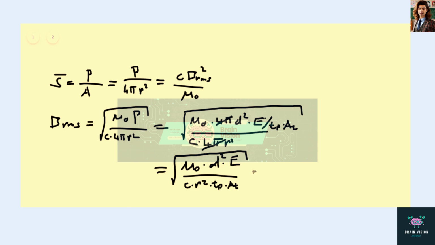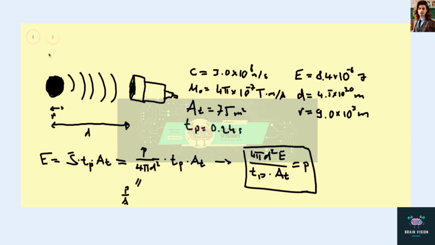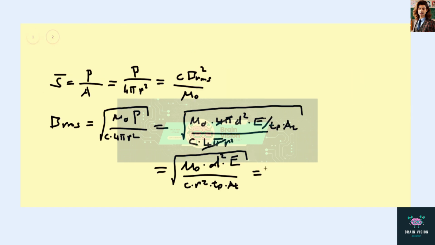And now you can see that here we're actually given every piece of the data that we need. So we have mu 0, A of the telescope, TP, r, d, E, and c. And so plugging in all the values, we find that the magnetic field is going to be pretty huge. It's 2.2 times 10 to the 6 Tesla. And so that is our answer.